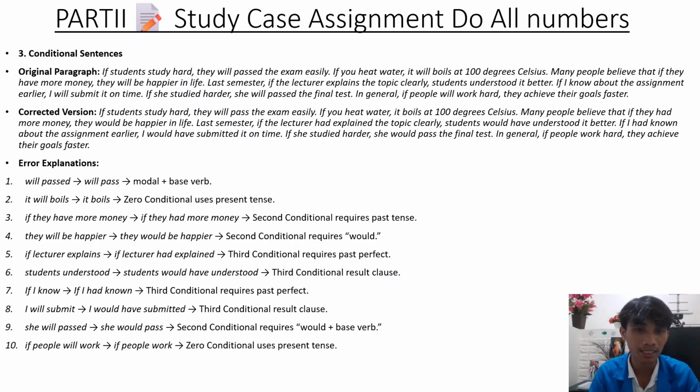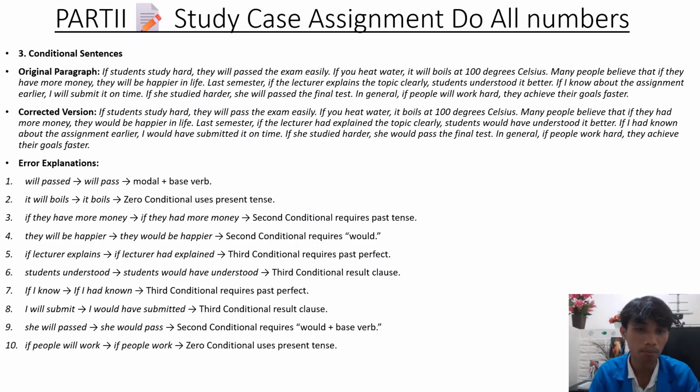In error explanations, 1. Will pass, change to would pass, modal plus past verb. 2. It will boils, change to it boils. Zero conditional uses present tense. 3. If they have more money, change to if they had more money. Second conditional requires past tense.